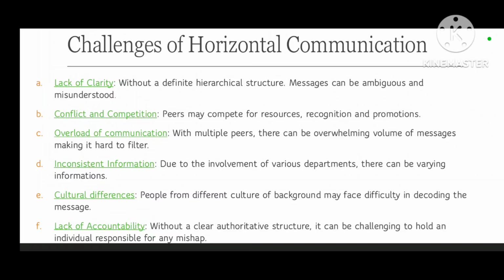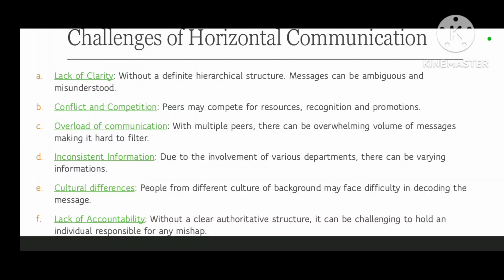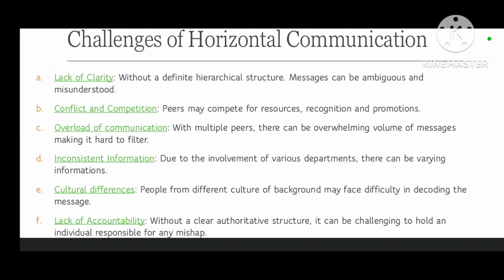The E point, fifth point, cultural difference. People from different cultures or backgrounds may face difficulty in decoding the message. Okay, in horizontal communication, at times in an organization one may face multiculturalism, right? So certain people or some individuals would not be from the same culture, from the same town, or from the same state. Maybe they have migrated from another region. So at times there could be cultural barriers, there could be linguistic barriers. So this also creates difficulty in understanding, decoding or interpreting the message, which also creates a lack of clarity and lack of understanding of the actual message.